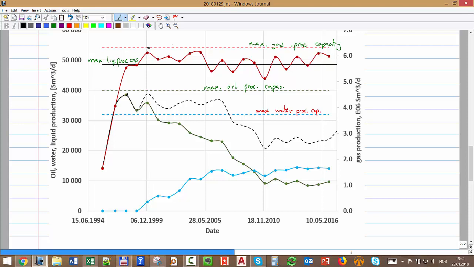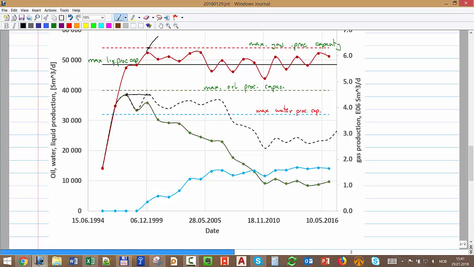Very clear. I could produce more oil here, but then the gas will just spike up, and I cannot process this gas. So there is no choice, I have to choke. Even though I might have enough energy to produce for more years, that's the limitation.